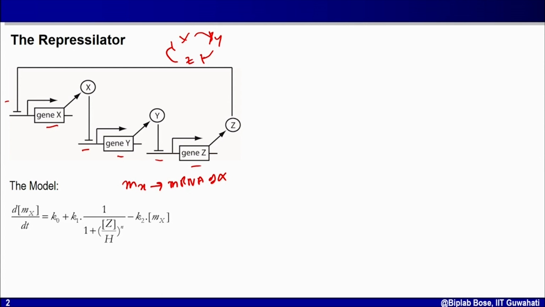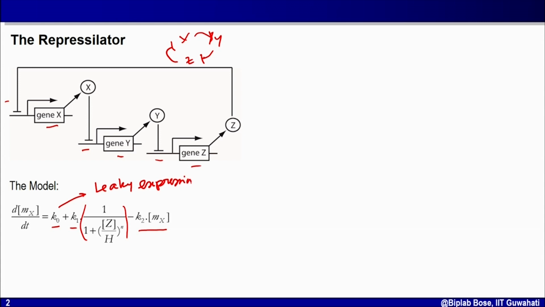So, if I write the first ODE for the rate of change in concentration of mRNA of X, that is dmx/dt, that will be equal to what I have written here. Look at the equation carefully. K0 plus K1 into a Hill function minus K2 into mx. So, let us look into each of these things carefully. What are they? The first one is for leaky expression.